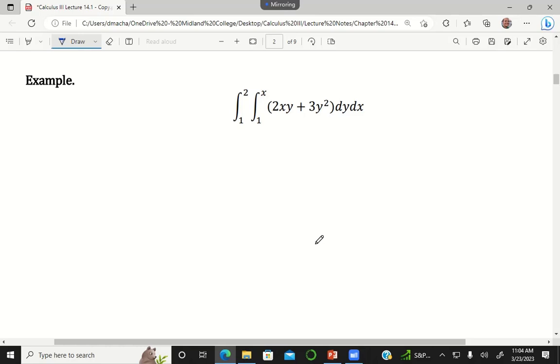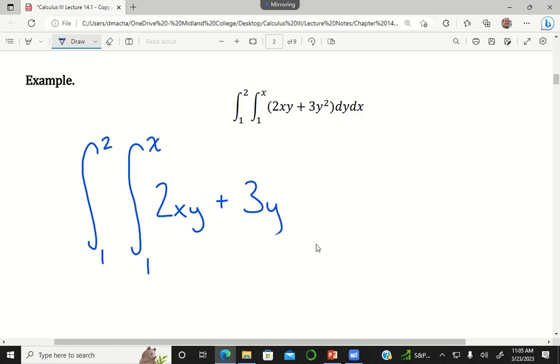And in my mind, I think these are kind of easy because it works out exactly how you think it would work out. Like here we've got the integral from 1 to 2 of the integral from 1 to x of 2xy plus 3y squared dy dx.